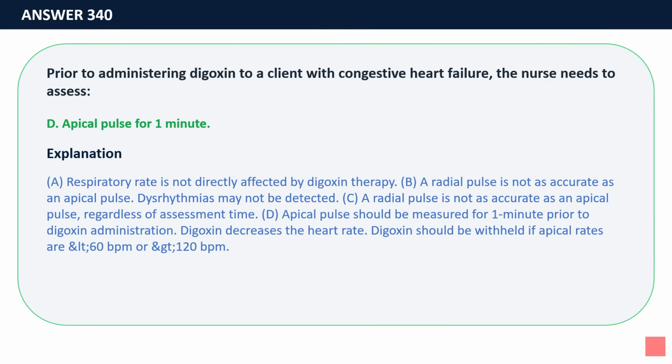Answer: D. Apical pulse for 1 minute. Explanation: A. Respiratory rate is not directly affected by digoxin therapy. B. A radial pulse is not as accurate as an apical pulse. Dysrhythmias may not be detected. C. A radial pulse is not as accurate as an apical pulse, regardless of assessment time. D. Apical pulse should be measured for 1 minute prior to digoxin administration. Digoxin decreases the heart rate. Digoxin should be withheld if apical rates are not less than 60 bpm or not greater than 120 bpm.